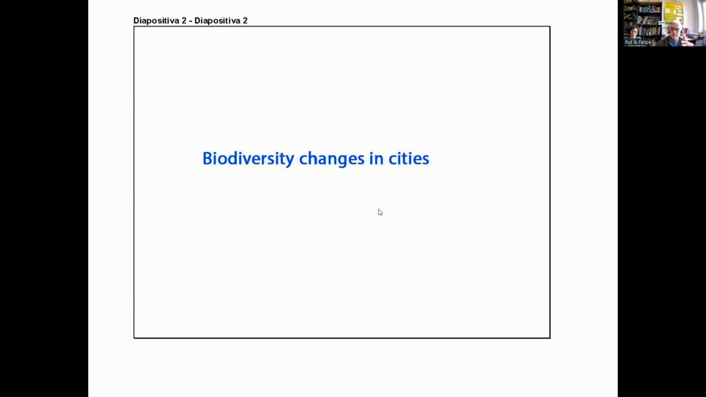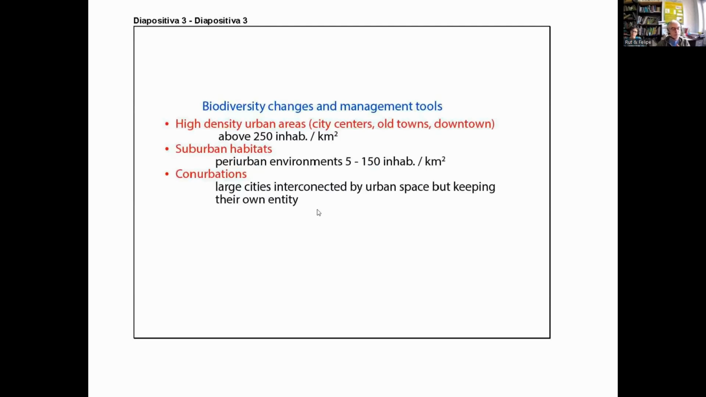So in this first part of the talk, we are going to talk about how cities change the natural biodiversity that was there before the city grew. To talk about this a little bit, we have to bear in mind that there are different responses, different changes in biodiversity according to human population densities.